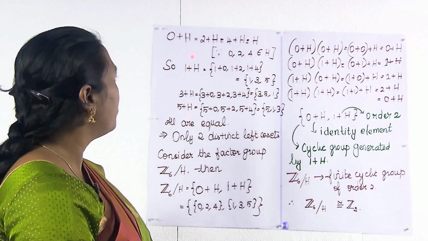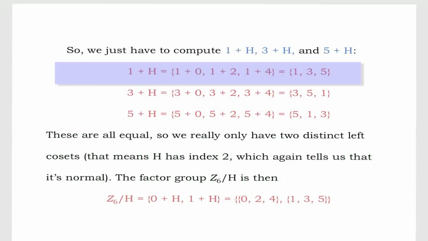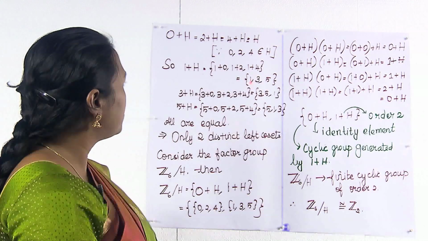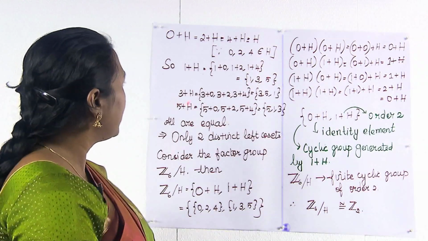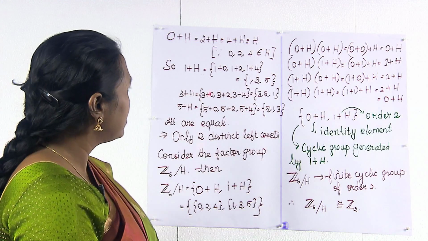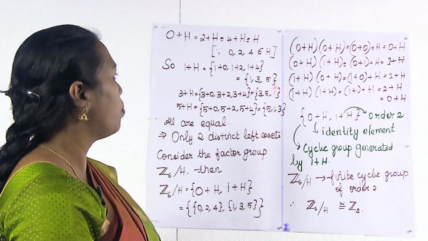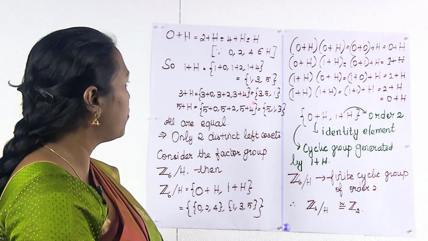Let us calculate for 1 + H. 1 + H is equal to 1 + 0, 1 + 2, 1 + 4. Since Z6 is a cyclic group, 1 + 0 is 1, 1 + 2 is 3 and 1 + 4 is 5. Likewise, for 3 + H, it is 3 + 0, 3 + 2 and 3 + 4. Again 3 + 0 is 3, 3 + 2 is 5 and 3 + 4 is 7, which when divided by 6 leaves 1. Therefore, 3 + 4 is 1.